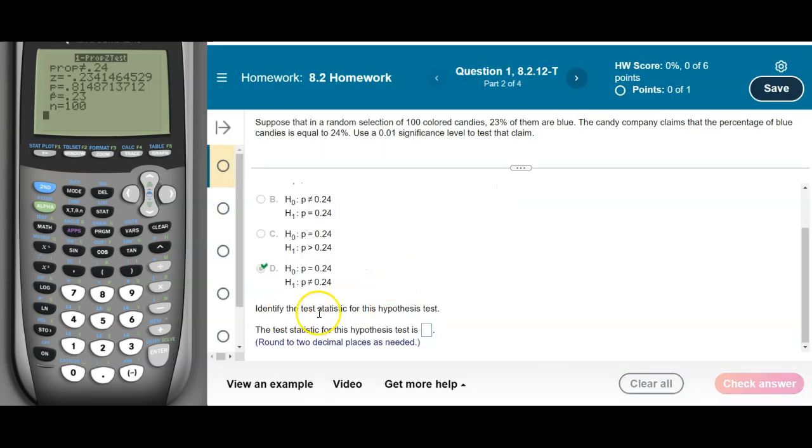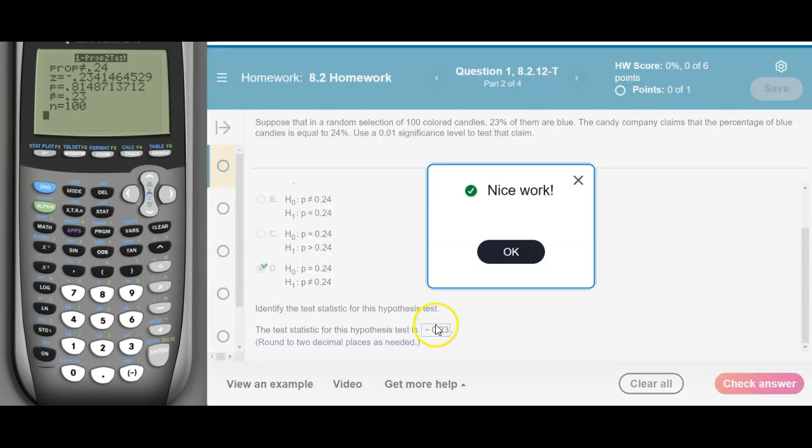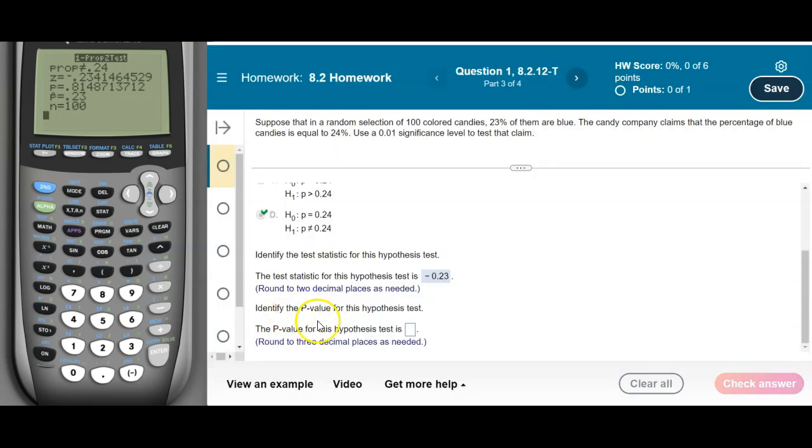Alright, the next thing it wants to know is the test statistic. So that is the Z that's underneath the test that you just ran. So Z equals, to 2 decimal places, negative 0.23. And the last thing that it wants is the p-value. The p-value is right underneath the test statistic. So that is, in this case, 0.815.